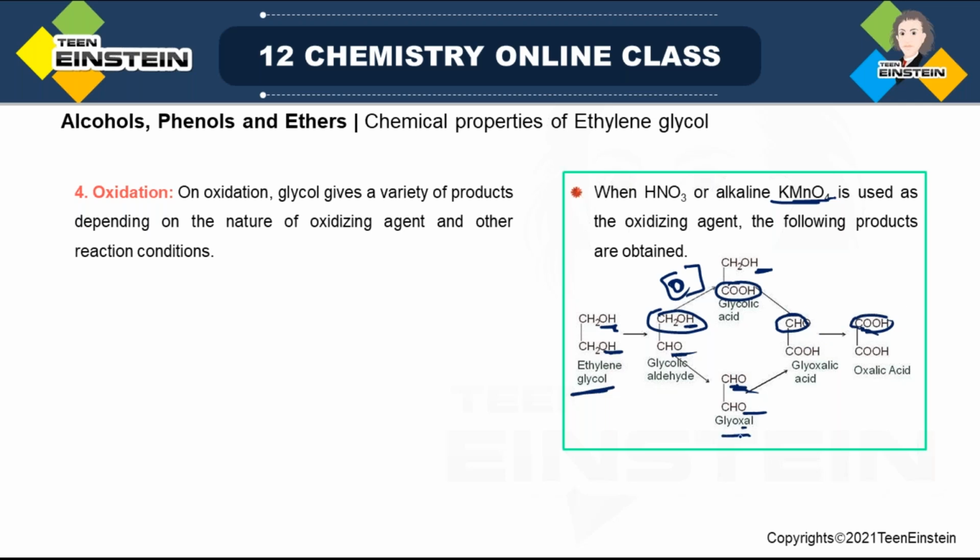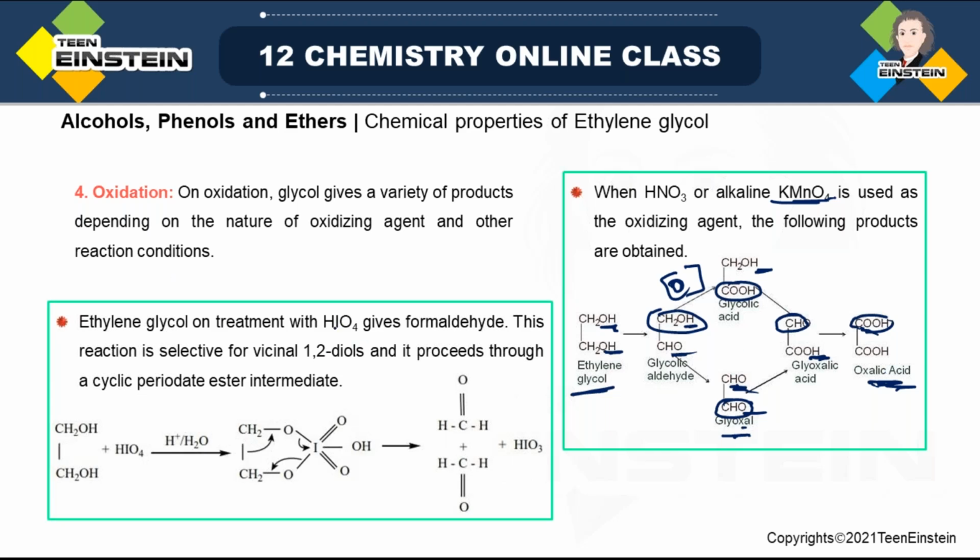In this way, if you oxidize glyoxal further, then first one CHO is converted to CO2H, then the other CHO is also converted to CO2H. But the final product that we are getting after all this oxidation is oxalic acid.